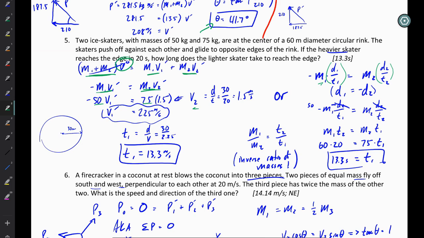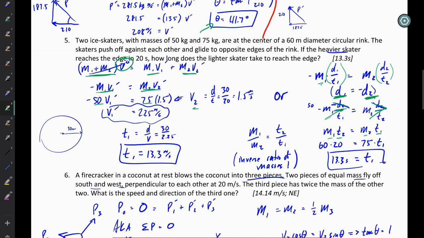Let's see, they started at the center, and they both reached the edges of the rink. So that tells us that the distance that each of them has to travel is the same. So by plugging in distance to this formula, or by recognizing that the distance is the same, that tells us that the distances cancel out. So what we're left with is negative m1 over t1 equals m2 over t2. And if we rearrange things, we get m1 times t2 equals m2 times t1.